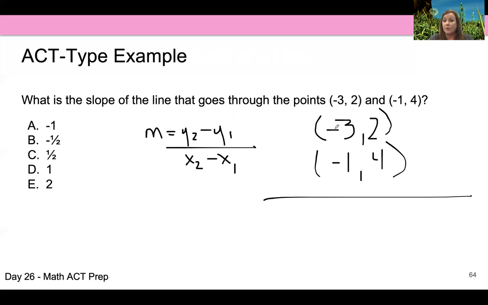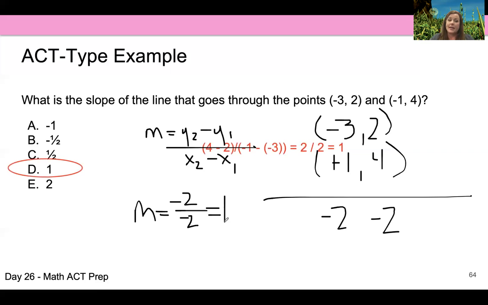So -3 minus a -1 becomes -3 plus 1, so I get a -2. 2 minus 4 gives me a -2. Now what I need to remember here is it's rise over run. This is my y, this is my x, so slope is going to be equal to -2 over -2, which is equal to 1. And yes, that is my answer.